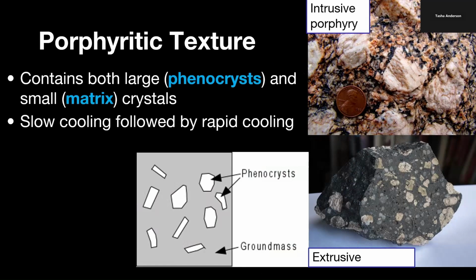Now, the porphyritic texture forms when a rock begins cooling slowly, allowing large crystals to develop, but then an event causes the partially crystallized magma to be erupted to the surface. The remaining molten material cools rapidly, forming an aphanitic, or fine-grained, matrix surrounding the earlier phaneritic, or coarse-grained, crystals.